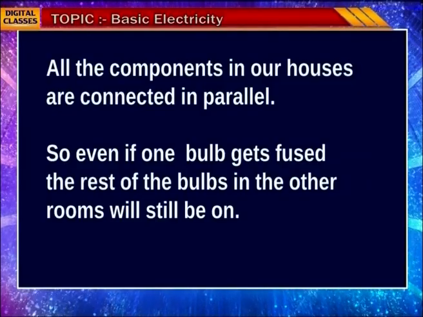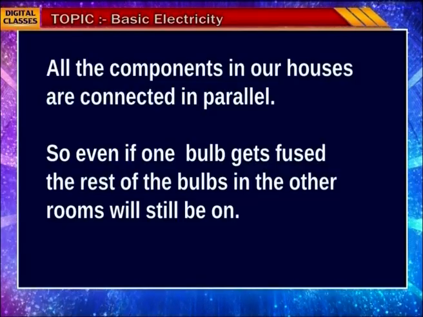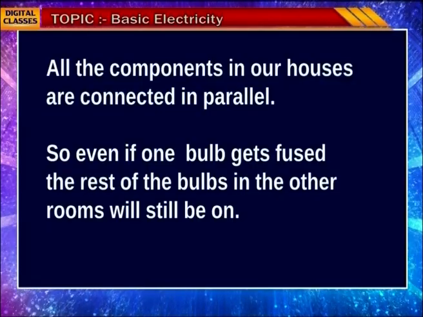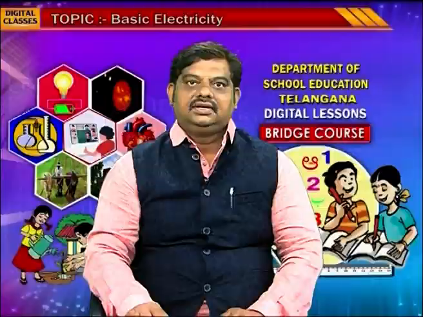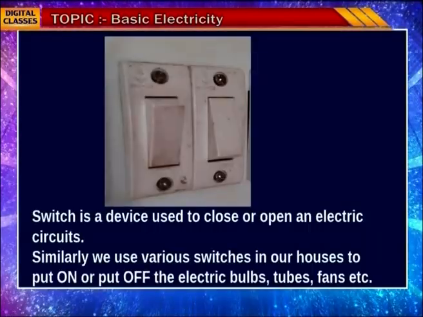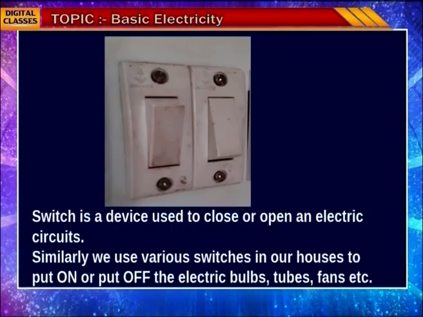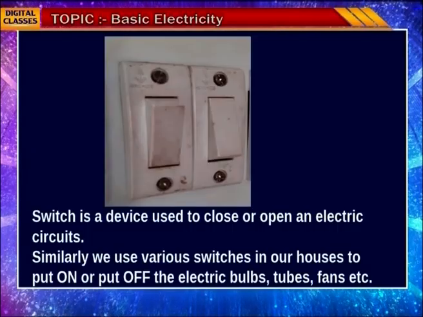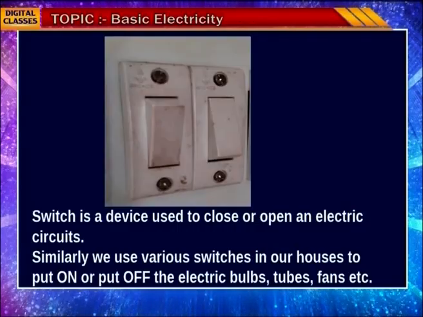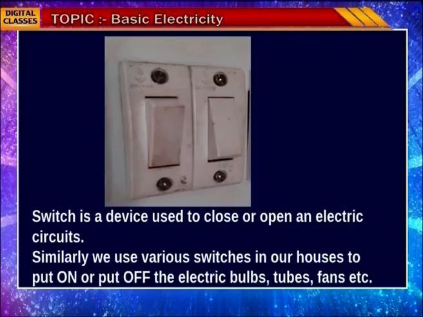All the components in our houses are connected in parallel. So, even if one bulb gets fused, the rest of the bulbs in the other rooms will still be on. Let us know various types of electrical appliances and their uses. A switch is a device used to close or open an electric circuit. Similarly, we use various switches in our houses to put on or put off the electric bulbs, tubes, fans, etc.